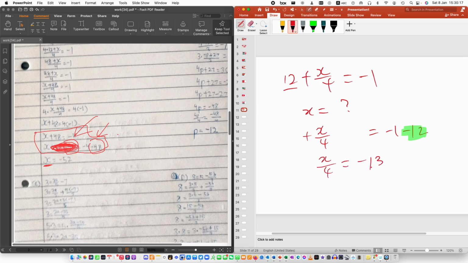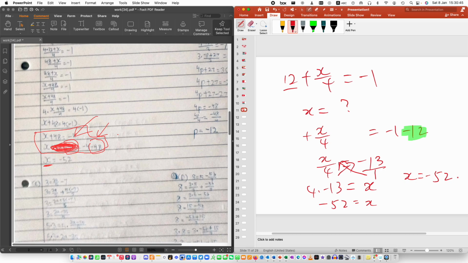What's the next step? What's the technique? Cross multiply. But before you cross multiply, you need to change. You see that? Then you cross multiply, bring down the equal sign, so this is 4 times minus 13. This is x, so it's minus 52 equal to x. So just switch place, x is equal to minus 52. Are you clear?